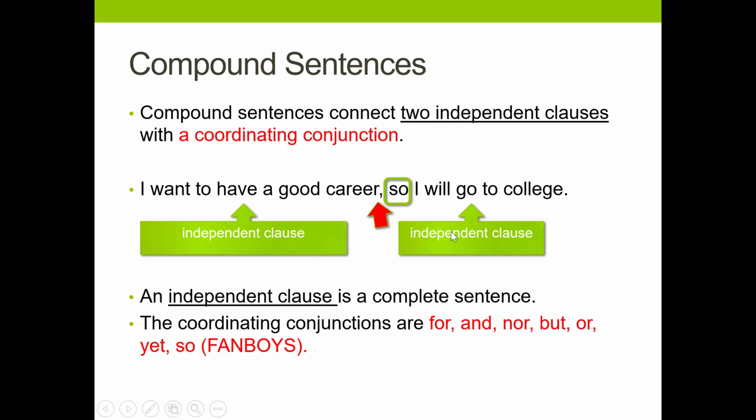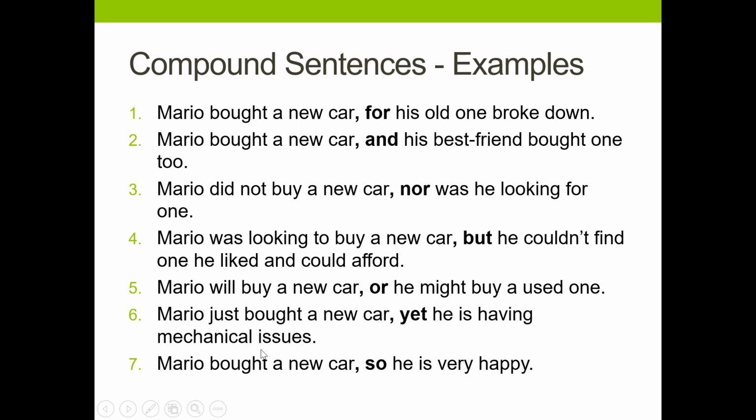So basically, independent clauses are complete sentences, and the coordinating conjunctions are for, and, nor, but, or, yet, so. People often use the acronym FANBOYS to help remember these 7 coordinating conjunctions. So basically, it's taking 2 simple sentences and then combining them with one of these FANBOYS.